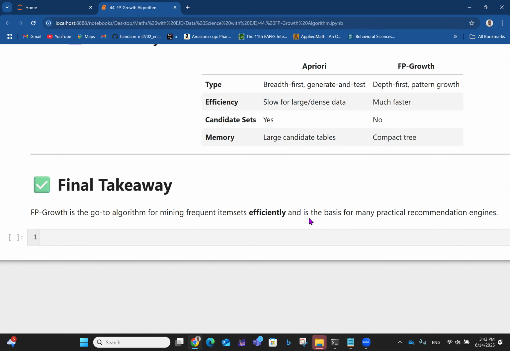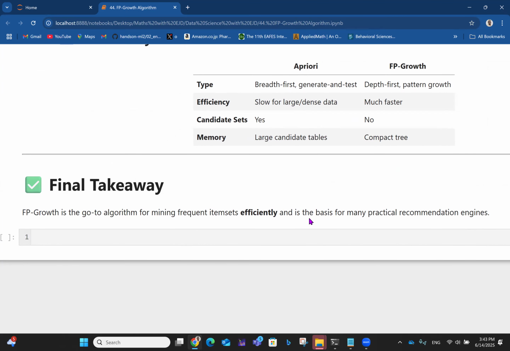So the final takeaway is that FP growth is the go-to algorithm for mining frequent item sets efficiently, and it's the basis for many practical recommendation engines. So if you want to build a recommender system, FP growth, of course, will be it for you, right? So with this, we come to the end of this video.